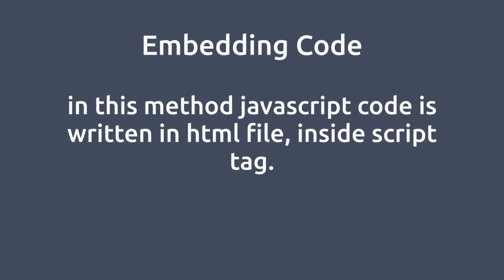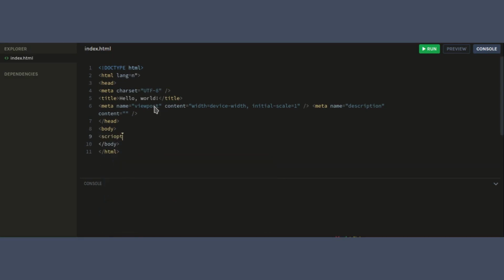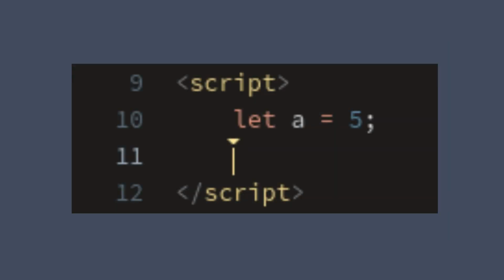Now, to add our JavaScript code, there are two methods. 1. Embedding code. 2. External file. We are going to use the first method, embedding code. To add JavaScript code, we use the script tag. In the script tag, declare a variable a by using the let keyword.